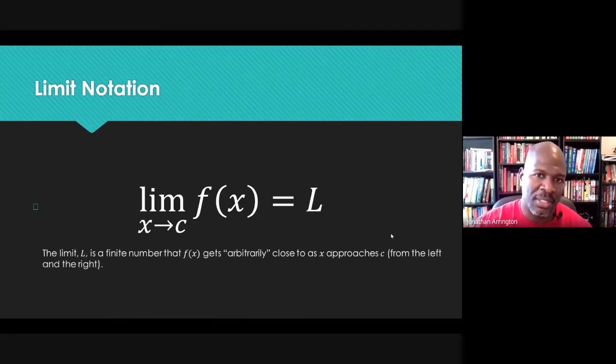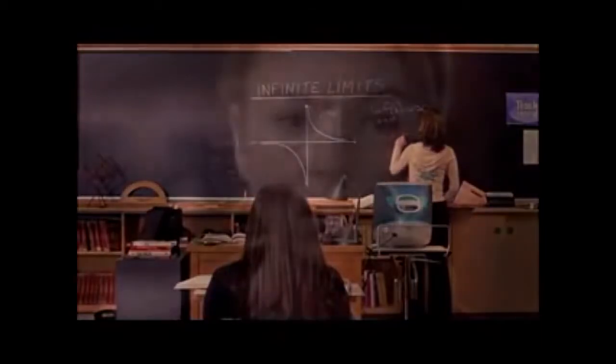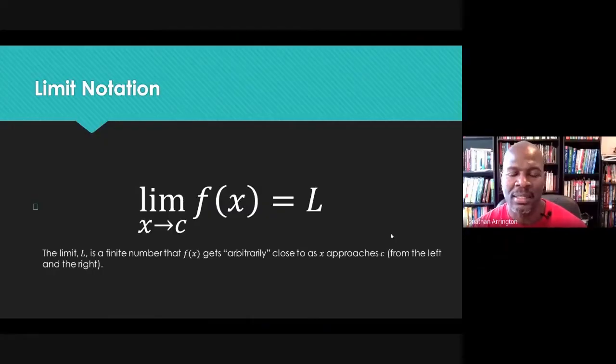So sometimes you're going to see situations where the limit does not exist. If the limit never approaches anything, the limit does not exist. All right, so the limit L is a finite number that f of x gets arbitrarily close to.